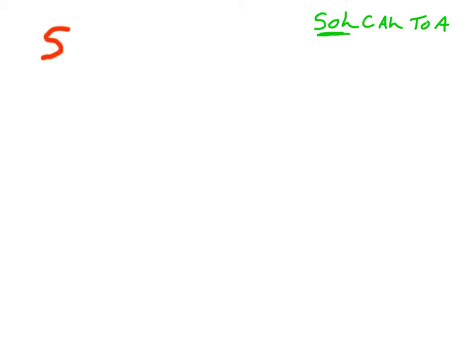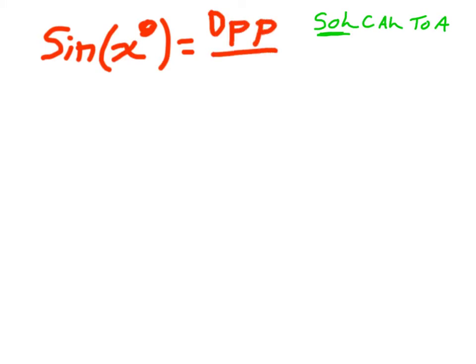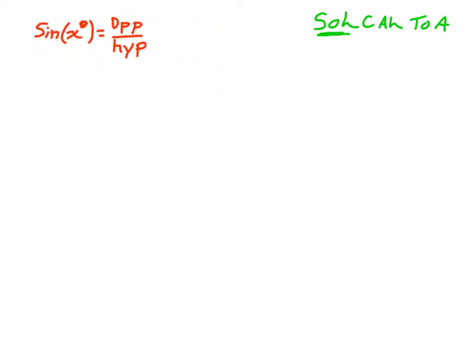SOHCAHTOA meant the sine of an angle, and I'm going to call that x degrees, is equal to the opposite length of a triangle divided by the hypotenuse of a triangle. So we're going to shrink that down so we can have that here. And as your visual reference, let's put in a little picture of the triangle. So here we go. Here's a nice triangle.